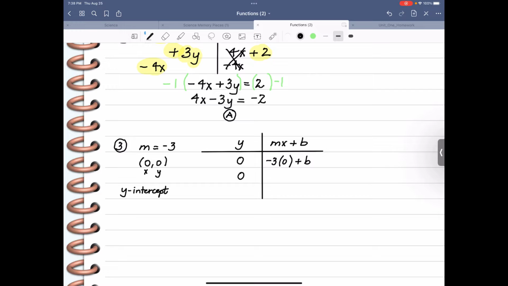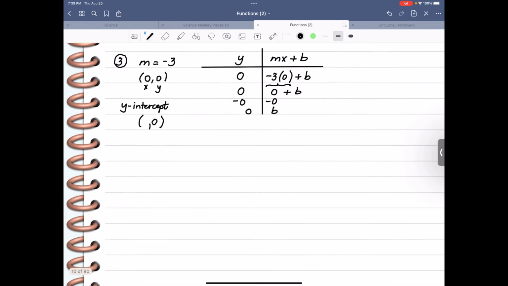We have 0. This would be 0 plus b. So if you move the 0, you are left with b equals 0. So baby b is actually 0. Remember, that's the y-coordinate of the point. So it actually does cross at the origin. That's where it intersects the y-axis.